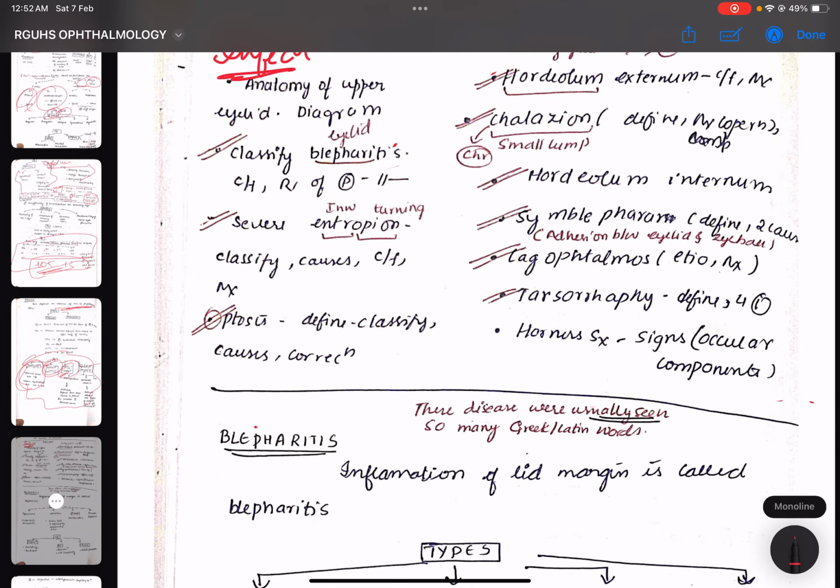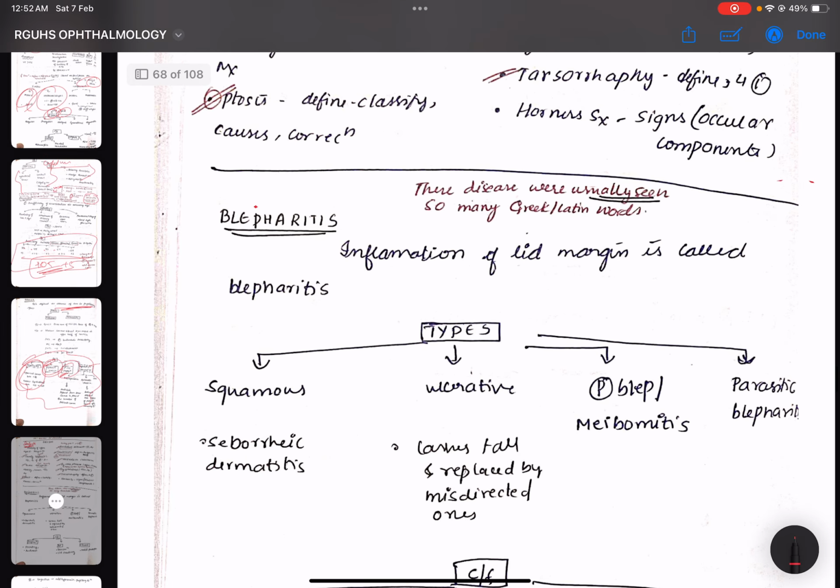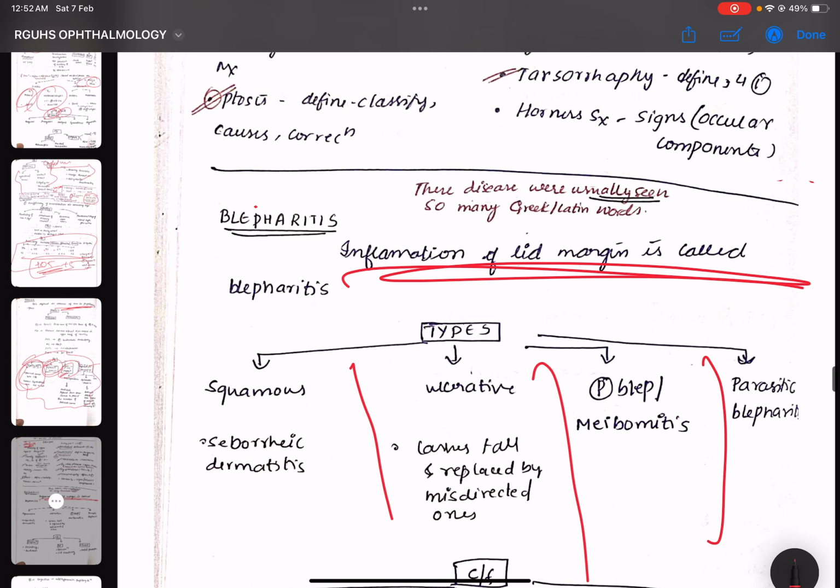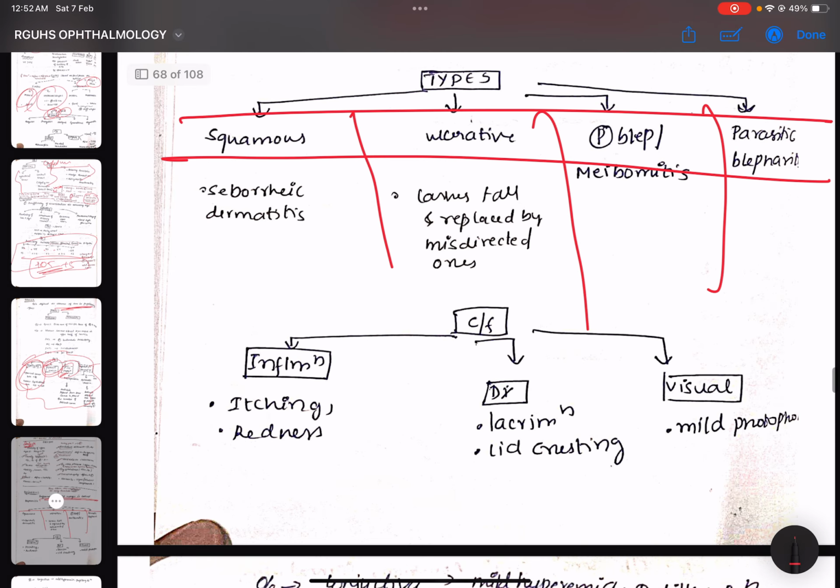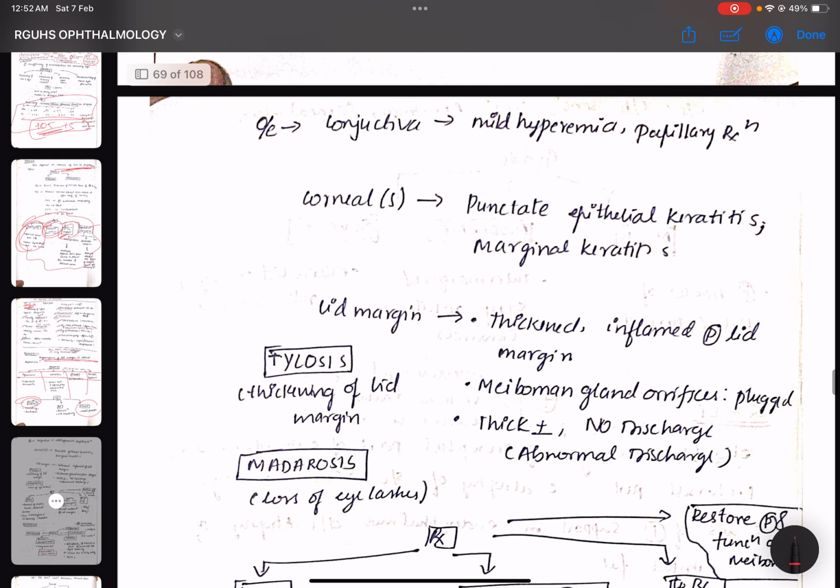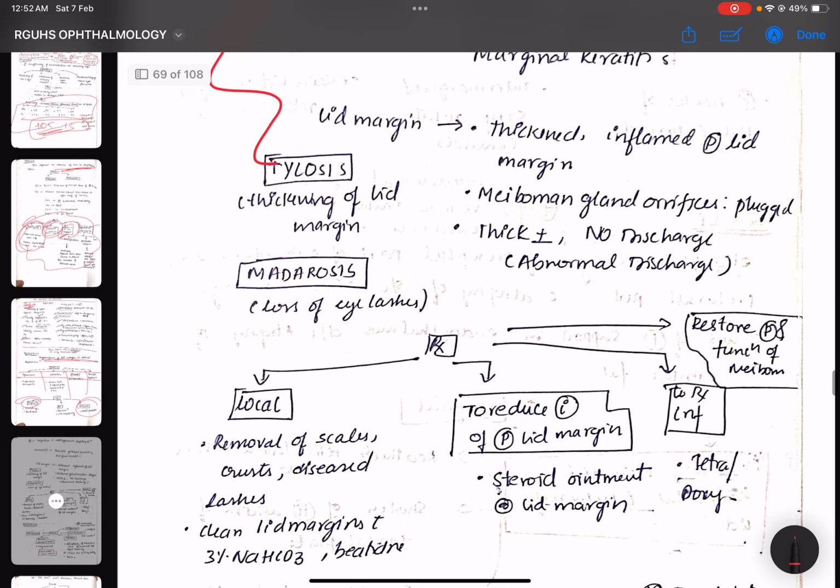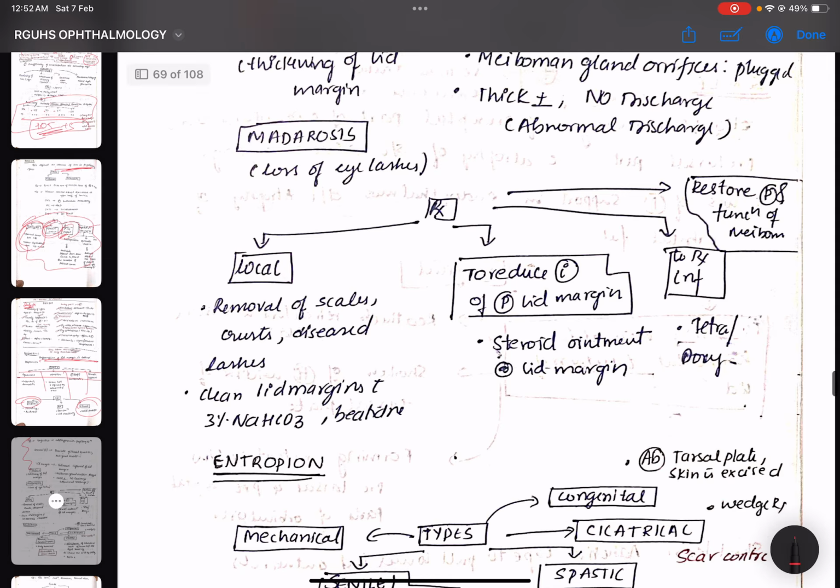The same thing, what is the infectious protocol which you need to follow. Blepharitis is inflammation of the lid margin. So these are the types. Okay, these are the clinical features. Obviously we are talking about infection, so obviously we have to talk about inflammation signs. Then again you might have visual symptoms. Okay, the examination findings. Okay, treatment, obviously reduce the symptoms, treat it, treat secondary infection, and restore and prevention.